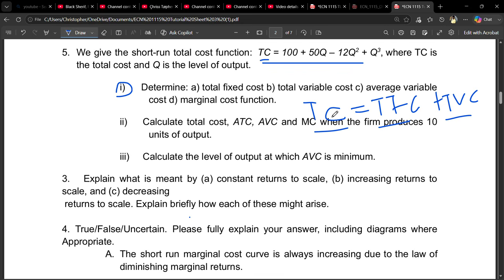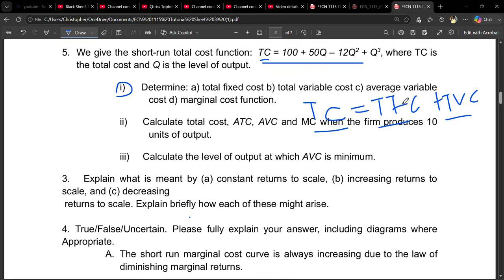So what are total costs? Total costs are simply costs incurred by a firm when it is undergoing production. You shouldn't put total costs again in the definition. You just say these are simply costs that a firm incurs when it is undergoing production, which include fixed costs and variable costs.